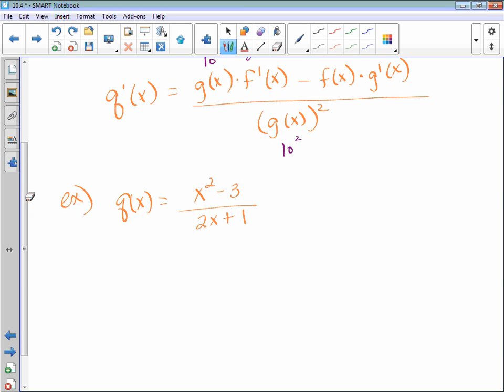And guys, look at that. Does that look like that'd be super fun to do with the limit definition? It would be tedious. Because you'd have x plus h quantity squared minus 3 over 2 times x plus h plus 1 minus x squared minus 3 over 2x plus 1, all over h. So use your quotient rule. It's much happier.